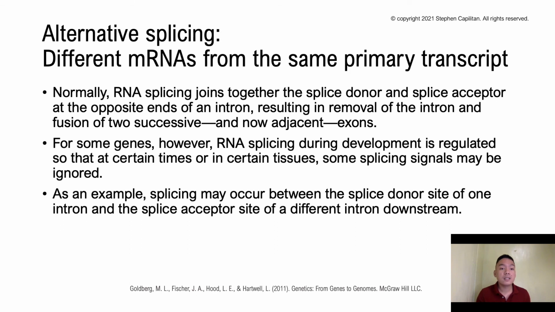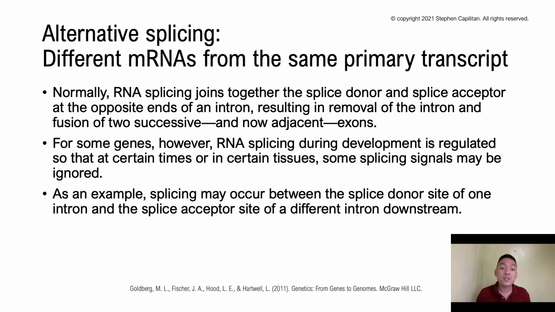So let's talk about alternative splicing. What is alternative splicing? It produces different mRNAs from the same primary transcript. Normally, RNA splicing joins together the splice donor on this portion and the splice acceptor at the opposite end of the intron, and results in the removal of that intron and then fusion of the two successive and now adjacent exons.